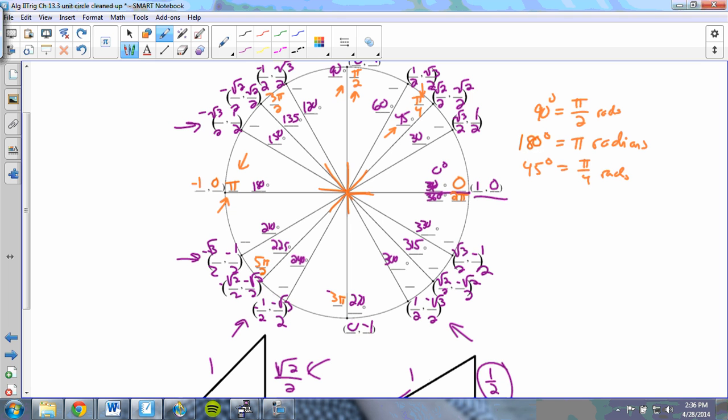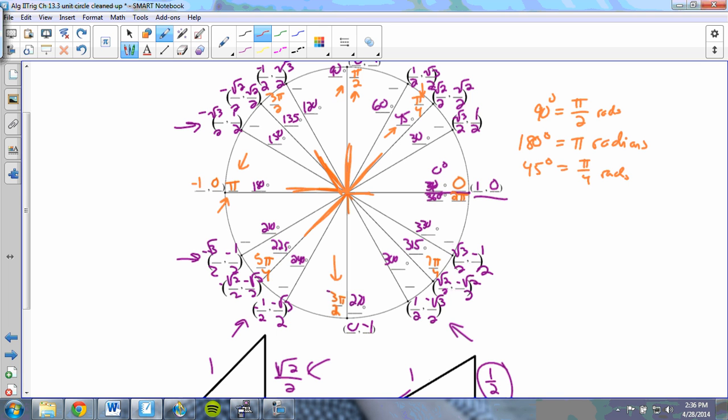I'm going to start over. Pi over 4, 2 pi over 4, 3 pi over 4, 4 pi over 4, 5 pi over 4. This one here should be 5 pi over 4. Which makes this one 6 pi over 4, which will be 3 pi over 2. And then 7 pi over 4, and then 8 pi over 4 is 2 pi.